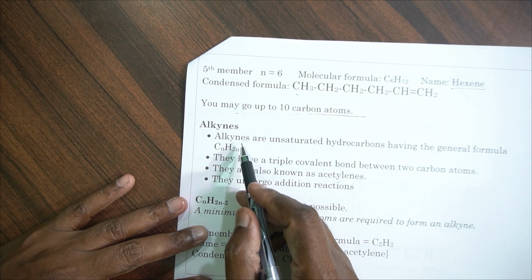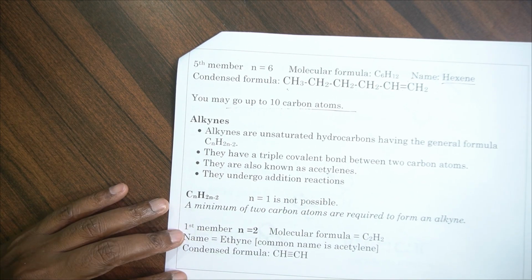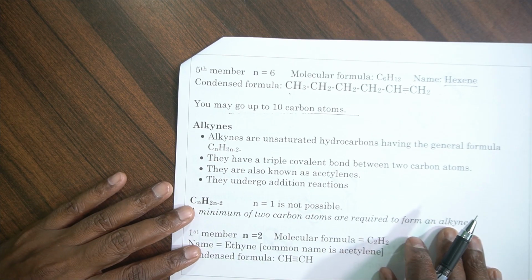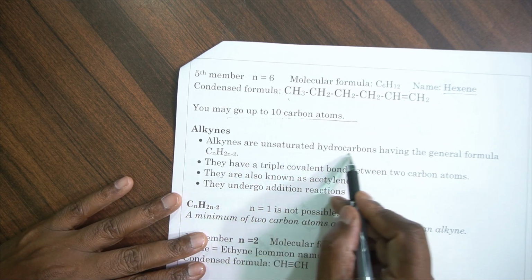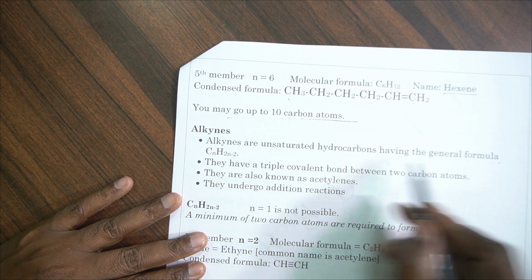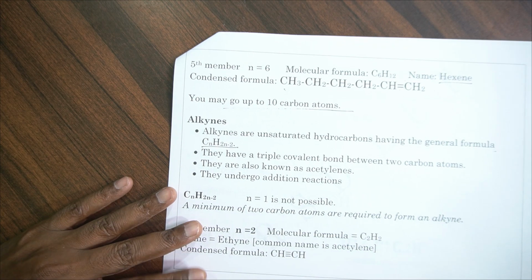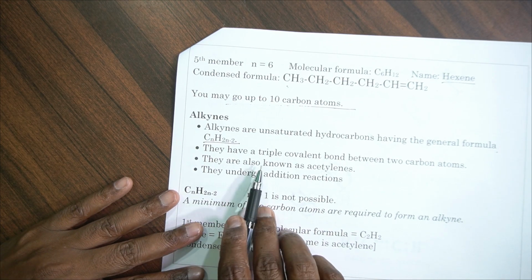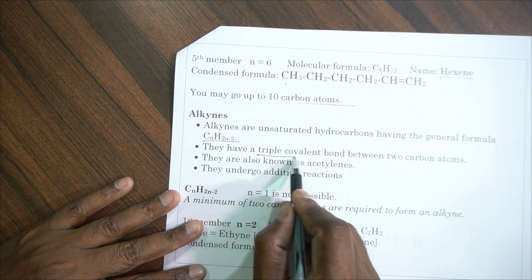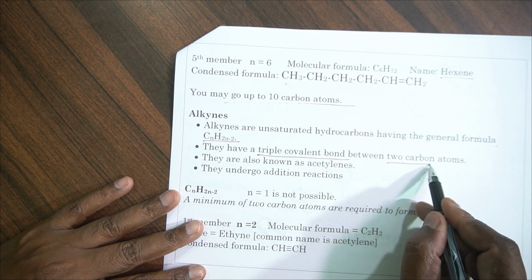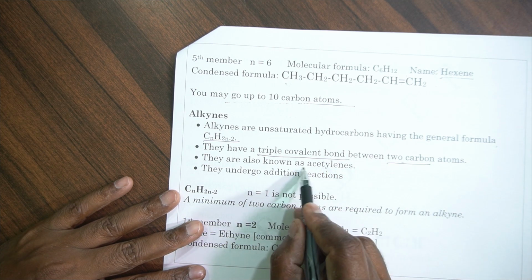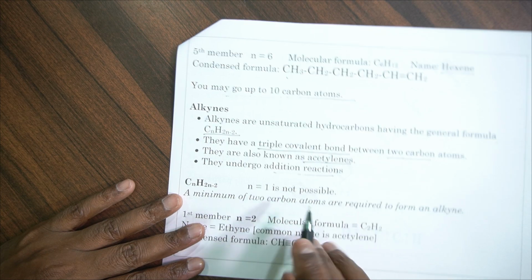Then let us go to the next type of hydrocarbons called alkynes. Now alkynes are unsaturated hydrocarbons having the general formula CnH2n minus 2. So it is still 2 carbon hydrogens less. They have a triple covalent bond between 2 carbon atoms. They are also known as acetylenes and undergo addition reactions, right?